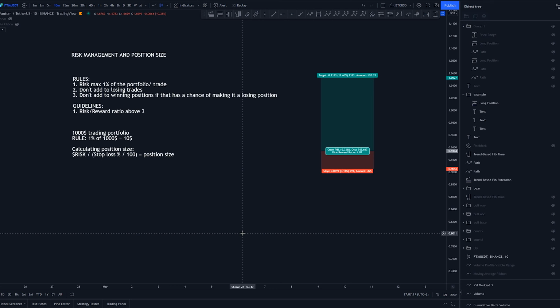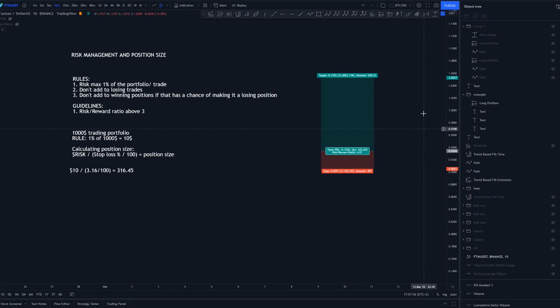Now I've got an example for you to calculate your position size for these trades. If you've got a $1,000 trading portfolio, the rule says 1% per trade, so 1% of that $1,000 is $10, and here's the formula you can use. The risk amount, so that's the $10, divided by the stop loss percentage divided by 100 is the position size.